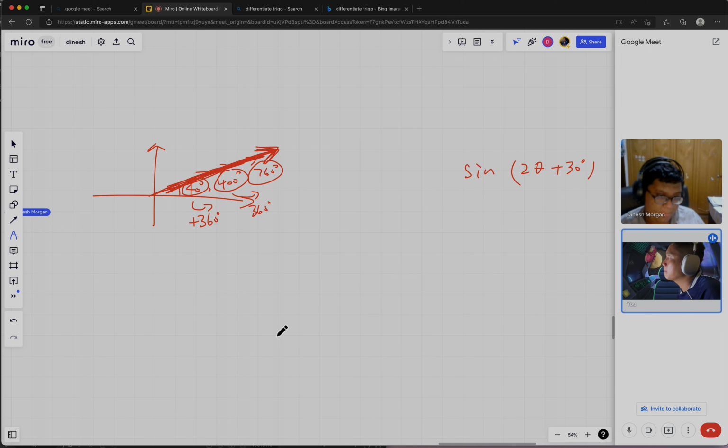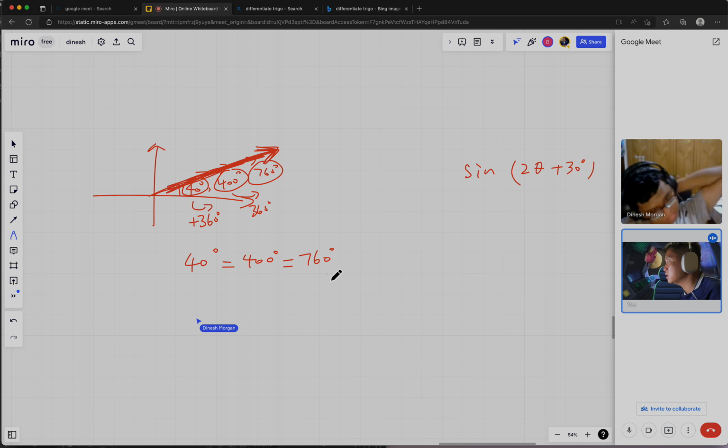So if they refer to the same position, that means in terms of trigo, they are equal, in a way. But to convince you they are equal is very hard. Like, you're telling me 40 is equal to 400 is equal to 760? It doesn't make sense, right? But the thing you want to tell yourself, to convince yourself and others, is that they refer to the same position.